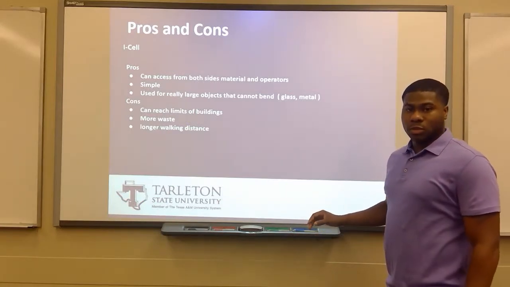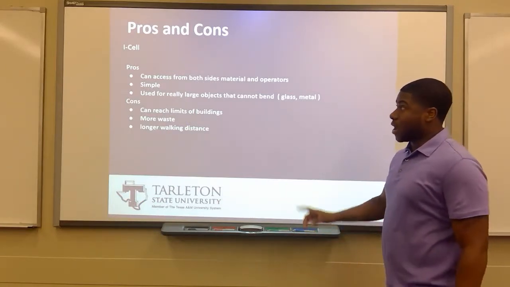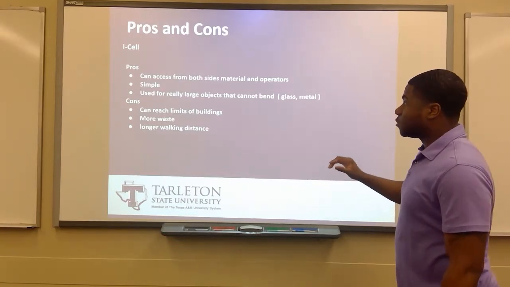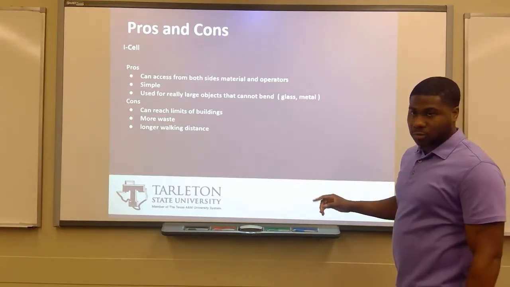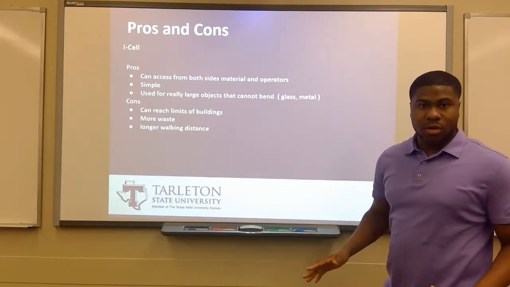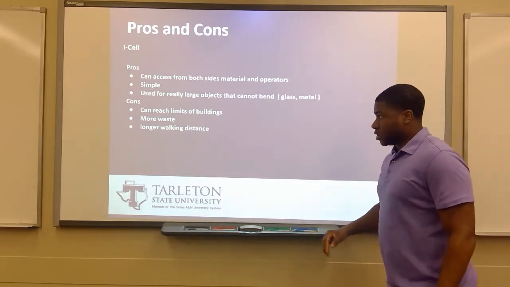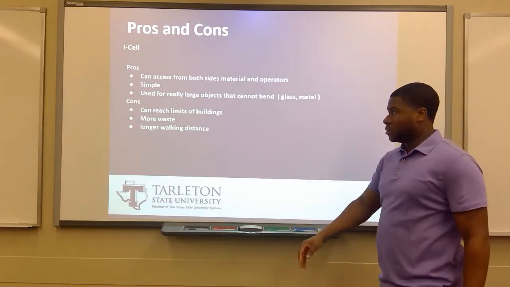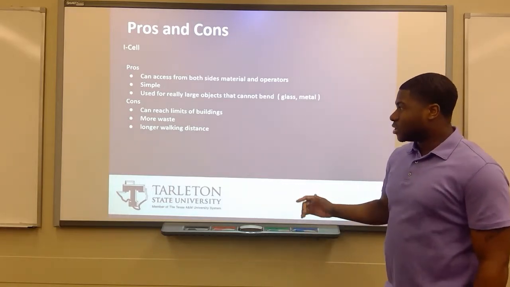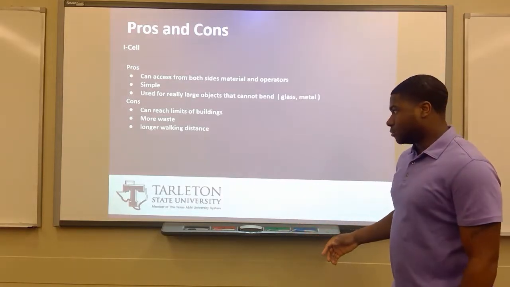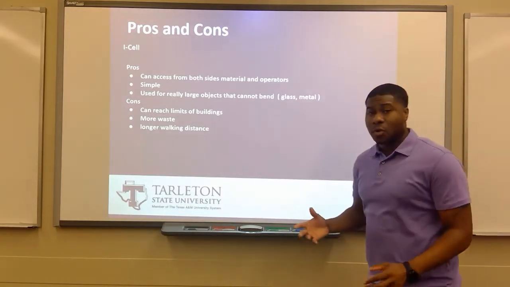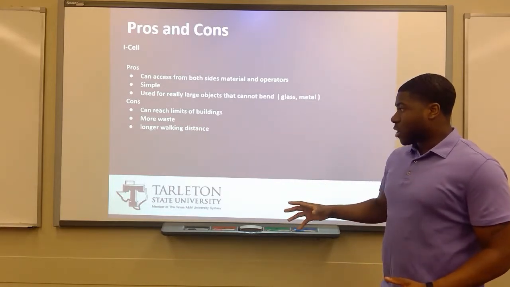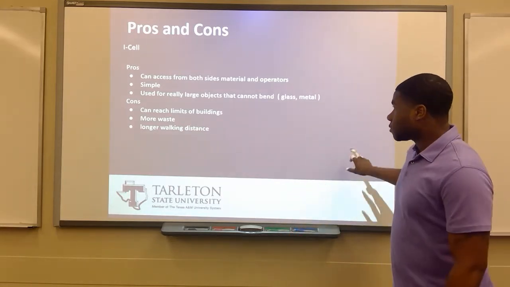Starting with the pros and cons, we're going to start with the straight line, or the I-cell. Pros: the straight line can be accessed from both sides, materials and operators. It's the simplest layout compared to the U-shape. It is used for really large objects that cannot be bent, such as metal or glass. The cons: it can reach the limits of the building. When using a straight line, you're going to have more waste. The straight line also has a longer walking distance.